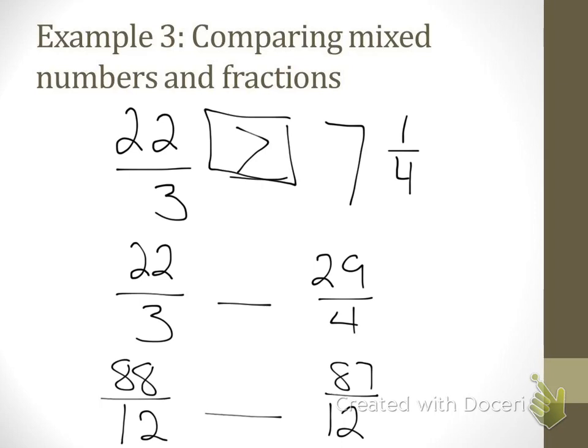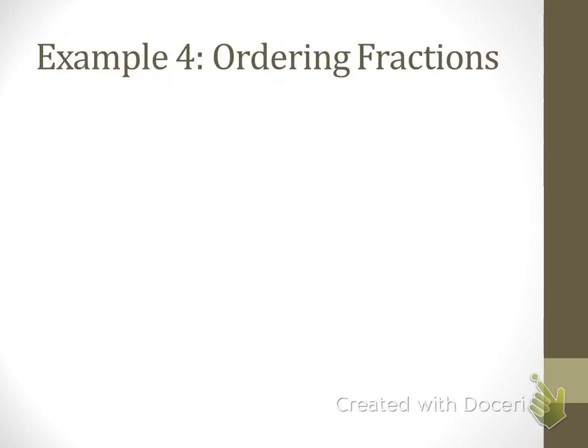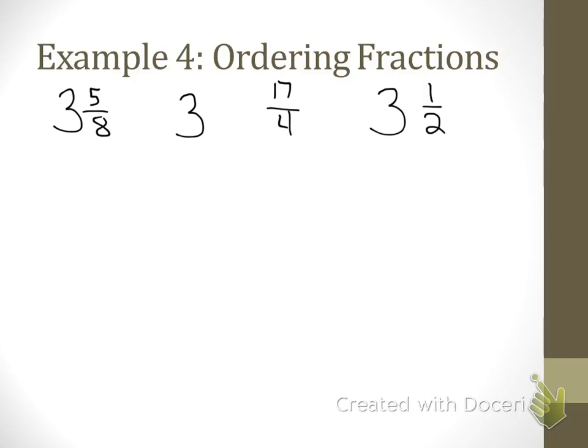Any questions? Now, in example 4, we're just taking this one step further, and now we're ordering mixed numbers and fractions. So I have 3 5/8, 3, 17 over 4, and 3 1/2. Essentially I'm doing exactly what I just did in example 3, except now I'm doing 4 numbers. So the first thing I need to do is change them to improper fractions.